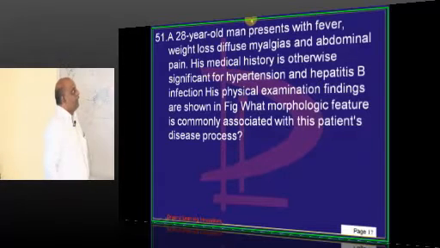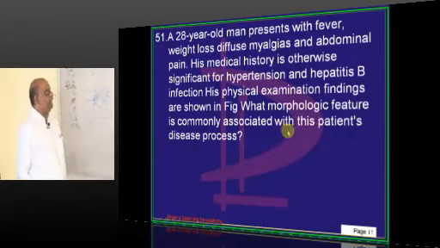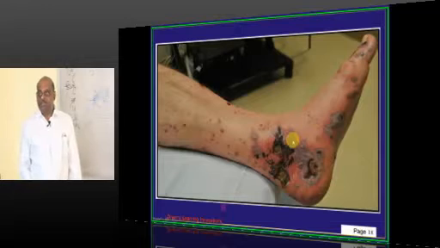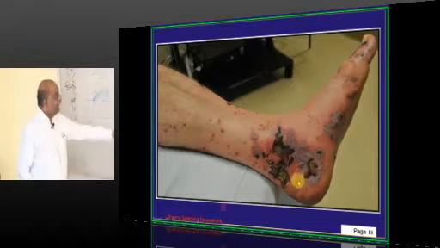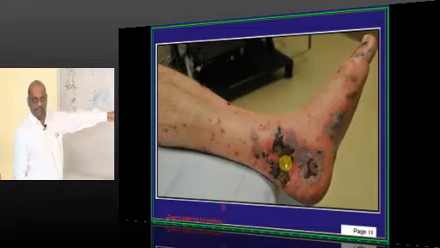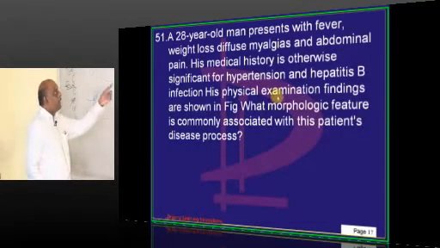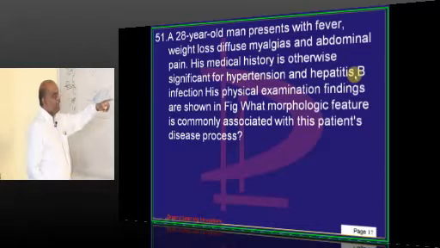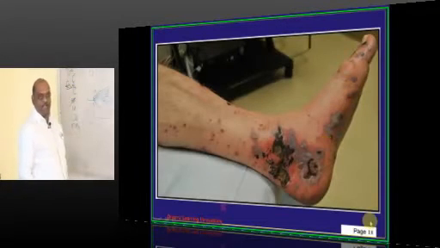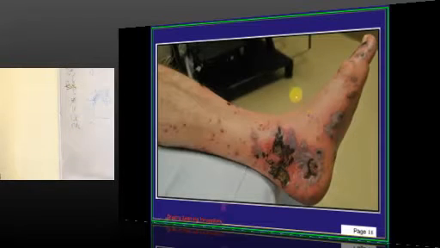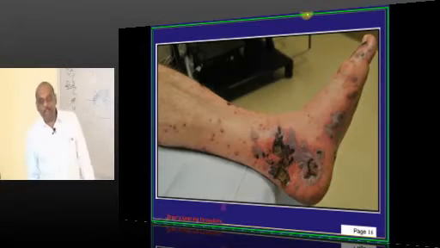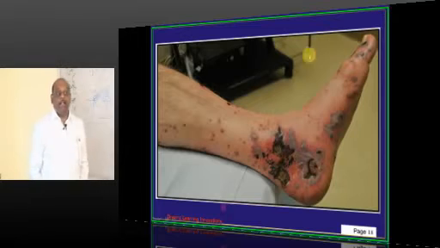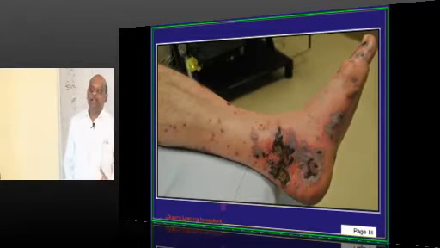A 28-year-old presents with fever, weight loss, myalgia, abdominal pain, and his physical examination findings have been shown to you. What do you see? Vasculitis led to ischemia of the skin, leading to development of a lot of ischemic ulcers is what you are able to see. And he also had hepatitis B infection in the backdrop. So myalgia, abdominal pain, hypertension, hepatitis B infection along with skin ulcerations. On telephone only you should make a diagnosis. Polyarteritis nodosa is the vasculitis. Why will they have abdominal pain? Because the vasculitis will decrease blood flow to the mesenteric vessels that lead to mesenteric ischemia, and that is the reason they have abdominal pain.